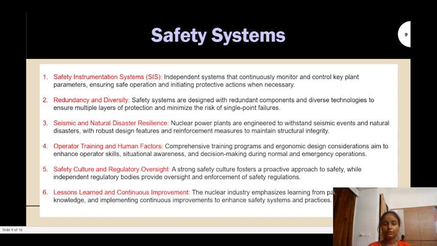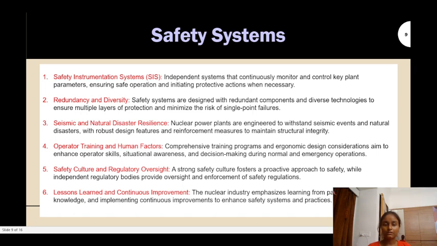This is the primary safety instrument and protocol which is followed at every nuclear power system. Redundancy and diversity. Safety systems are designed with redundant components and diverse technologies to ensure multiple layers of protection and minimize the risk of single point failures.